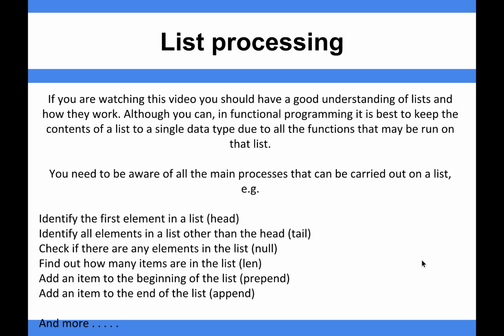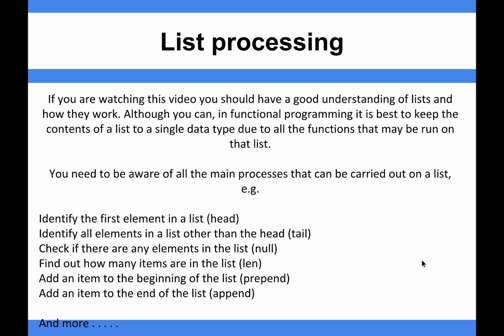Now, the top two that I've listed here: identifying the first element in the list, which is known as the head of the list. So the head of the list is the first element. Every other element other than the first element is known as the tail of the list. So the tail of the list is not the last item in the list. It's everything other than the head. The reason I'm highlighting that twice is I've seen that in exam questions. So the head is the first element in the list, and the tail is everything other than the first element in the list.